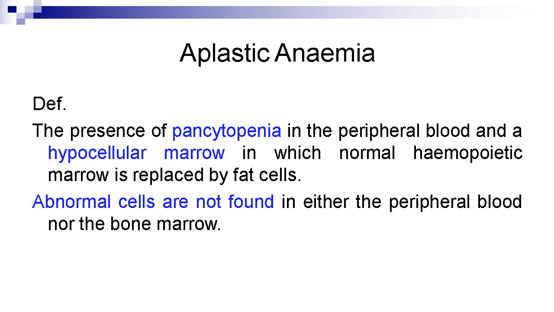Aplastic anemia can be defined as the presence of pancytopenia in the peripheral blood and a hypocellular marrow in the bone marrow trephine biopsy, in which normal hematopoietic marrow is replaced by fat. Abnormal cells are not found. This is a mandatory point. No abnormal cells in either the peripheral blood smear nor the bone marrow trephine biopsy.